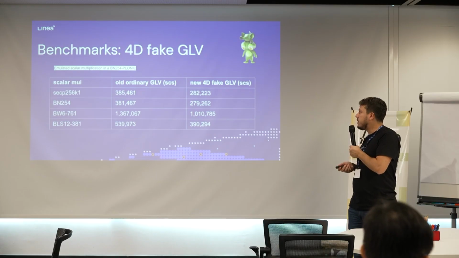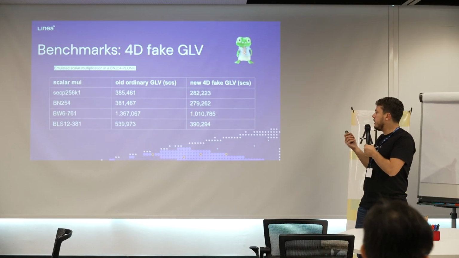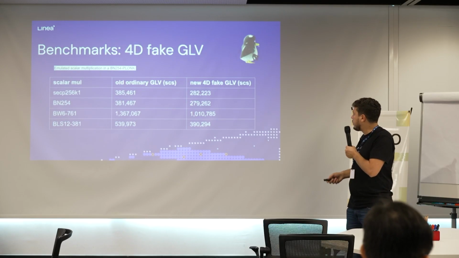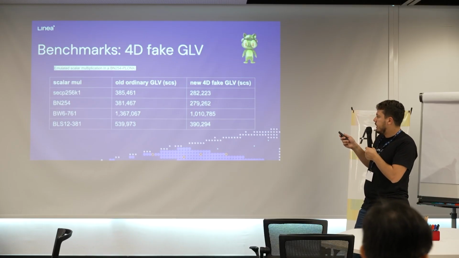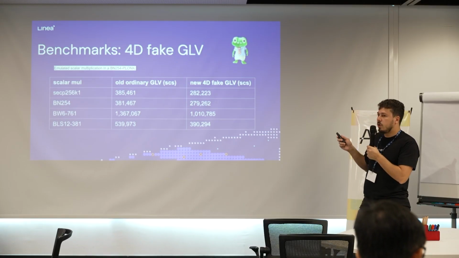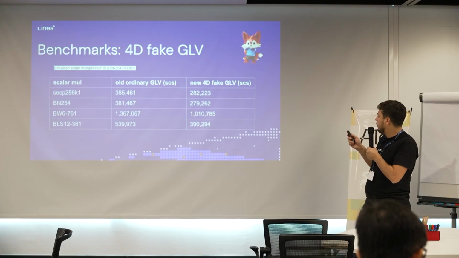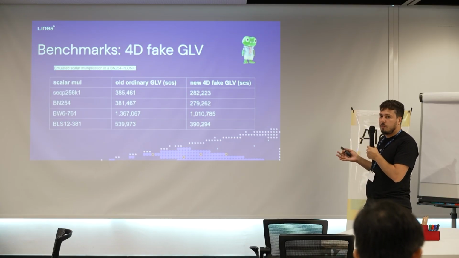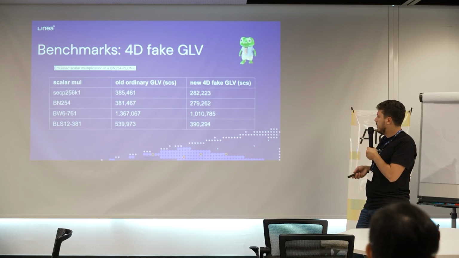And we actually implemented this in Gnark, and we use this in Linea. And here I'm giving the example. Here I'm comparing the ordinary GLV with the new 4-dimensional fake GLV. And we see that we reduced by 100K the number of constraints, for SecP, for BN, for BW6, and for BLS12.